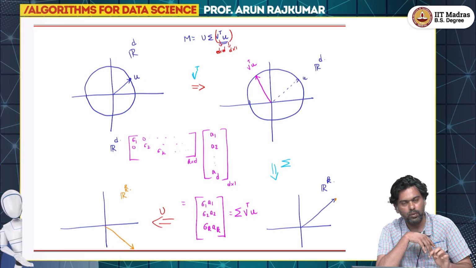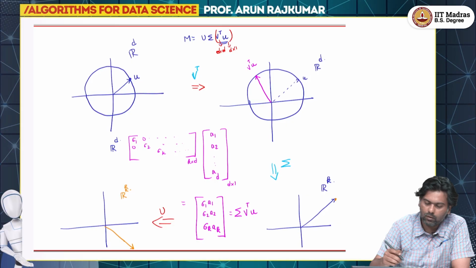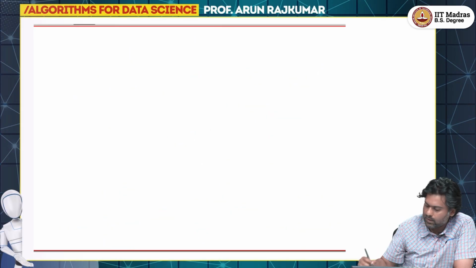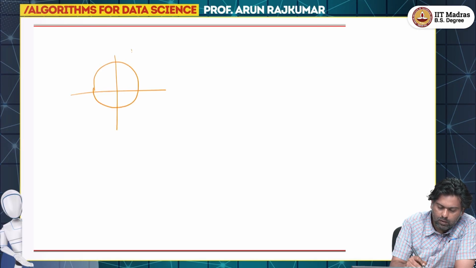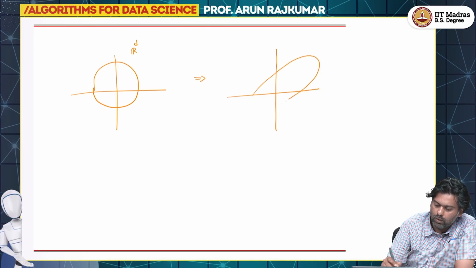So basically the mapping goes from d to k. Now the way to think of this is, if I do this for every unit vector, this is R d, all the unit vectors might get mapped to here, right. So maybe the one example that we saw was this guy got mapped to here. Yeah, so this was u, this was mu, this is in R k.